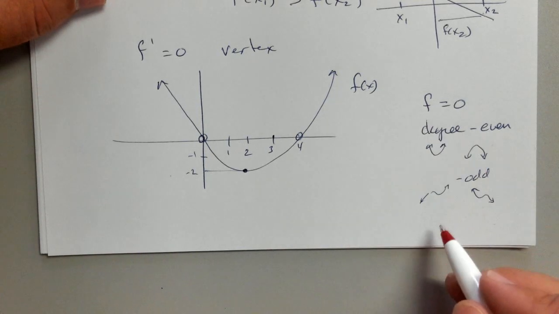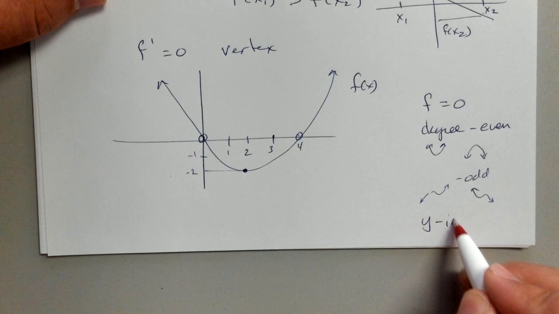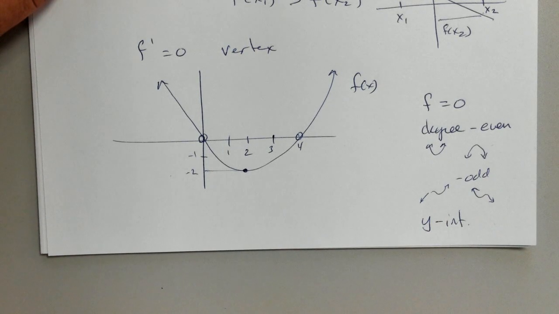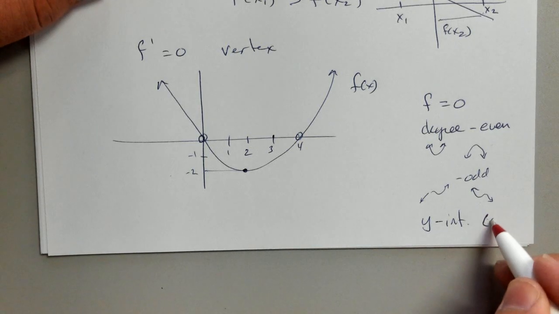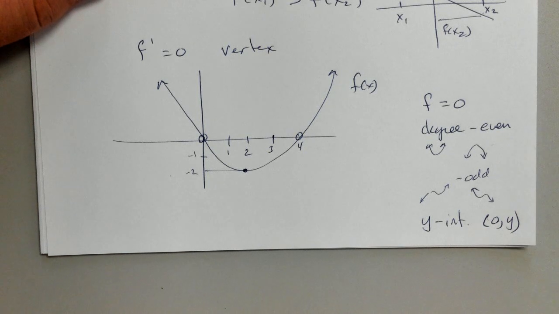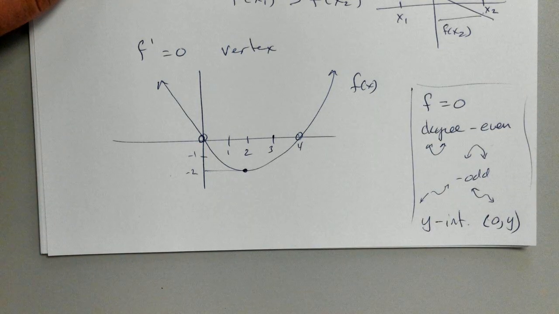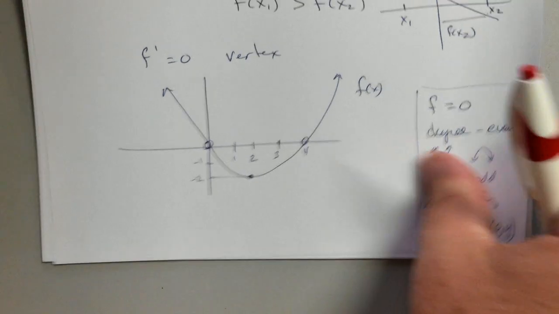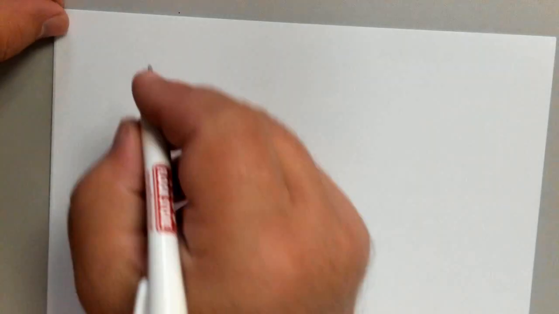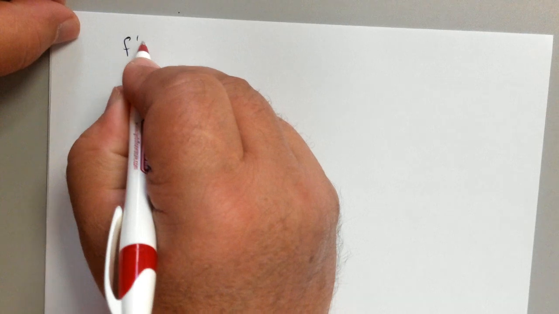So the original function also tells us the y-intercept. How do we find the y-intercept? Set x equals 0 and solve for y. That'll tell us the y-intercept. We already have that much known about the graph. And that all comes just from the original function. What can we learn from the first derivative?